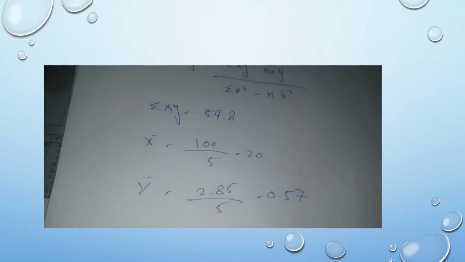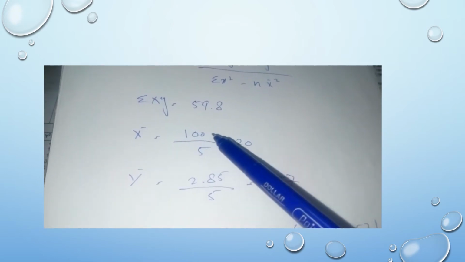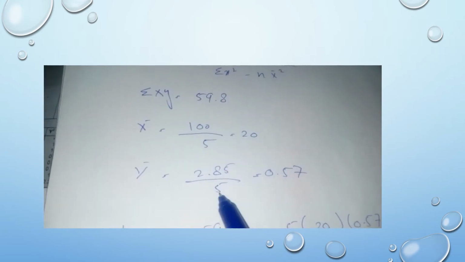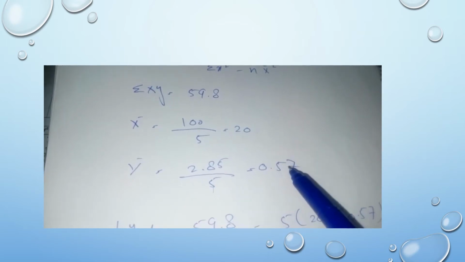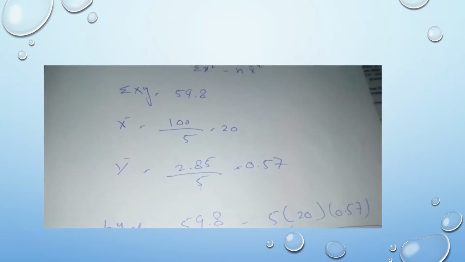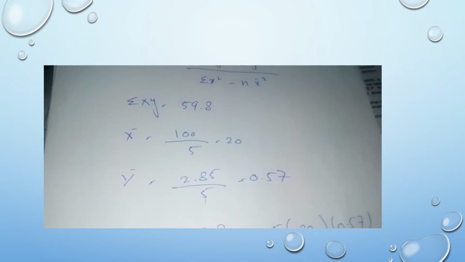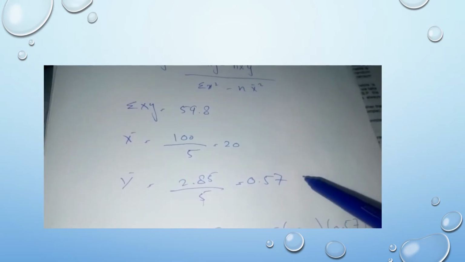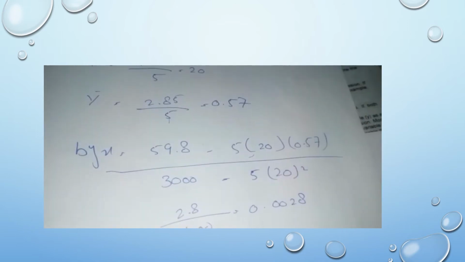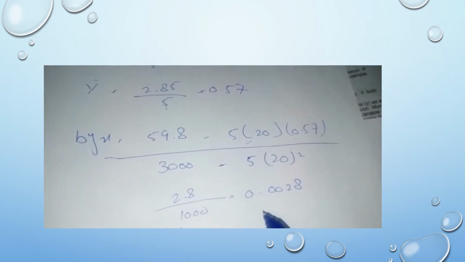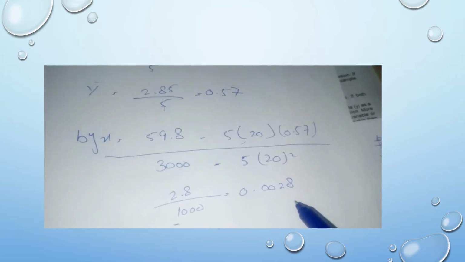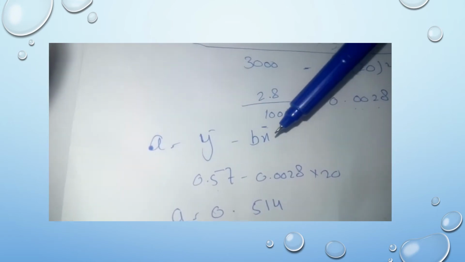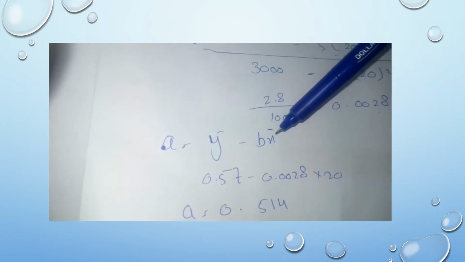20 is the mean of x. 100 divided by 5, and 0.57 is the mean of y when we divided 2.85 by 5. So the answer is 0.57. 3000 is the sum of x square, minus n multiplied by mean square, so the square of 20. The answer of this part is 0.0028. So the next step is we calculate a, and a is equal to y mean minus b x mean.